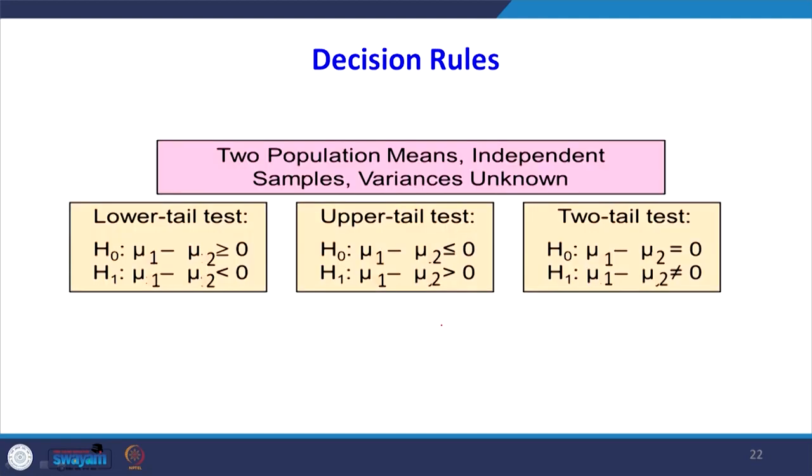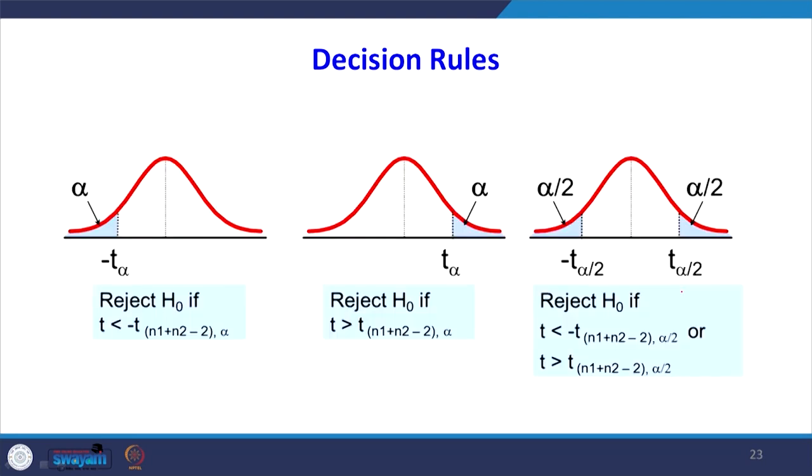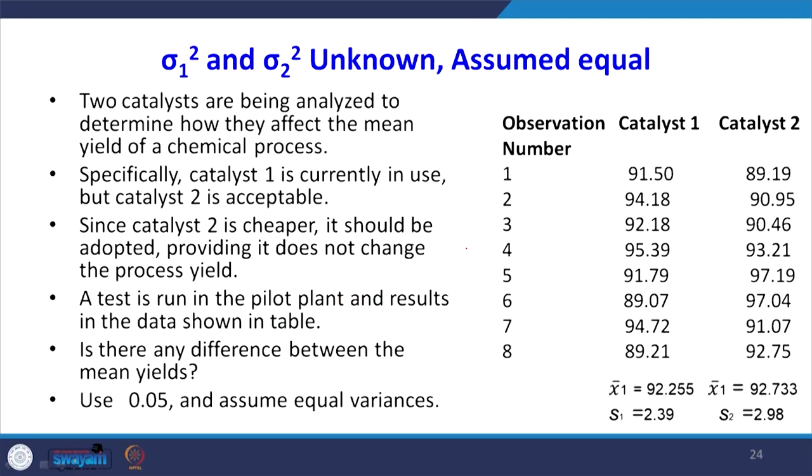When the population standard deviation is unknown, here also there are possibilities. This is a left tail test, this is a right tail test, and this is a two tail test. In the next slides, if it is minus t alpha, this is a left tail test, this is the right tail test, and the one on the right-hand side is the two tail test.